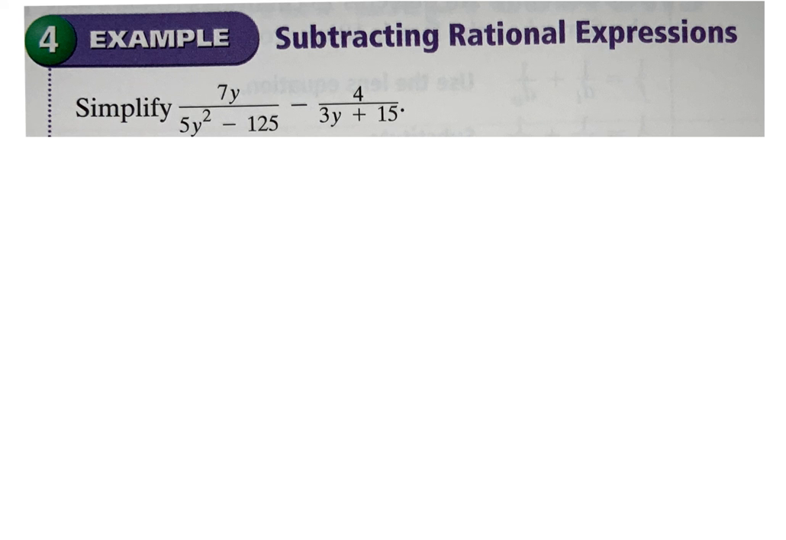Honestly, the biggest problem with subtraction is not distributing that negative when you go through. All right, so if you do the same process, you're going to be fine, but just make sure that you pay attention to your positives and negatives here. All right, so we're going to do the same process for this.